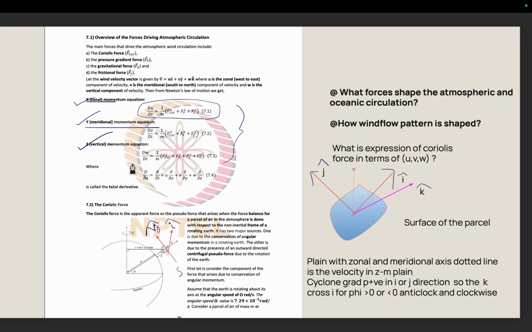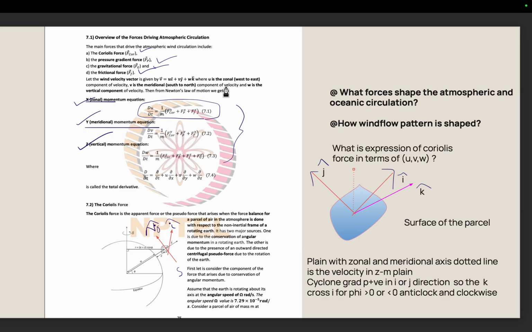The first force is the Coriolis force, which arises due to the rotation of the earth. The second is the pressure gradient force, Fp, because any air volume exerts its pressure. Then the gravitational force, because it is bound by the earth's gravity. And another is the friction force, the force between the air parcels themselves, and also between the air parcel volume or cylinder and the earth.